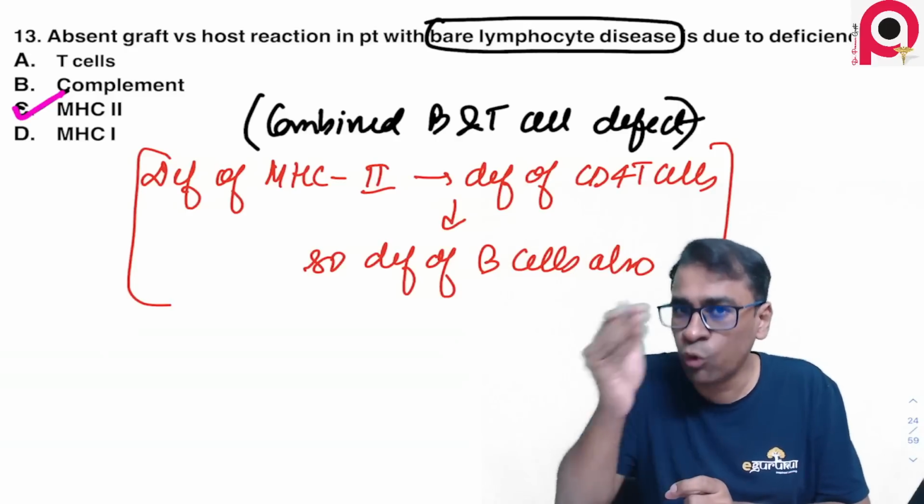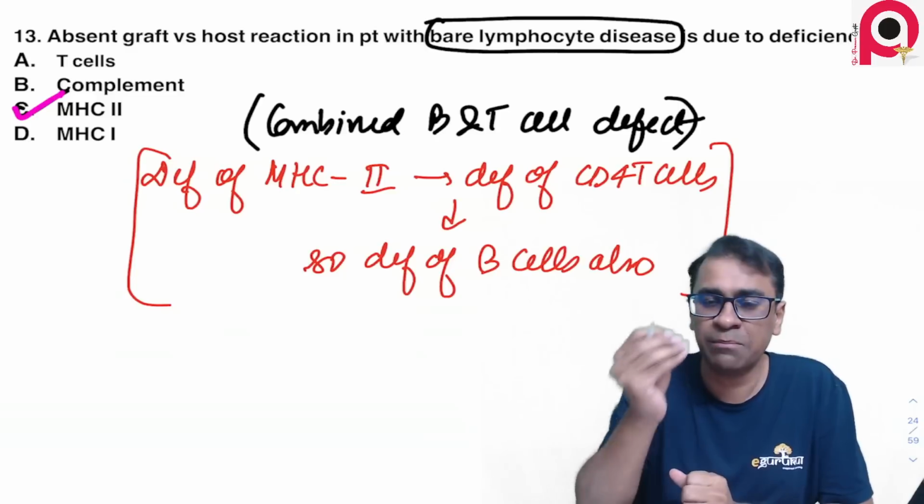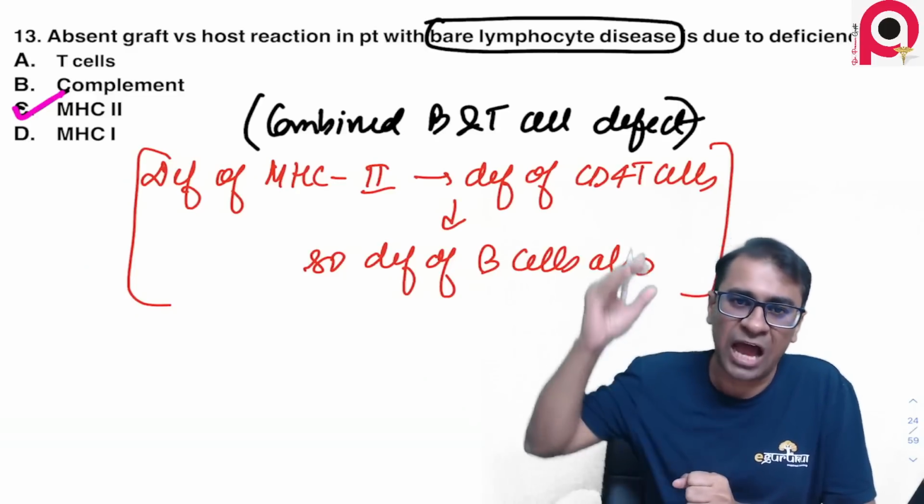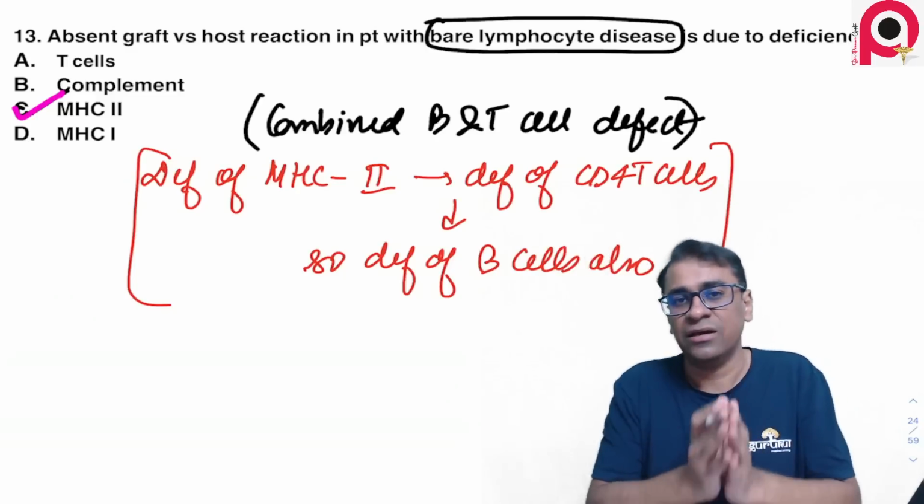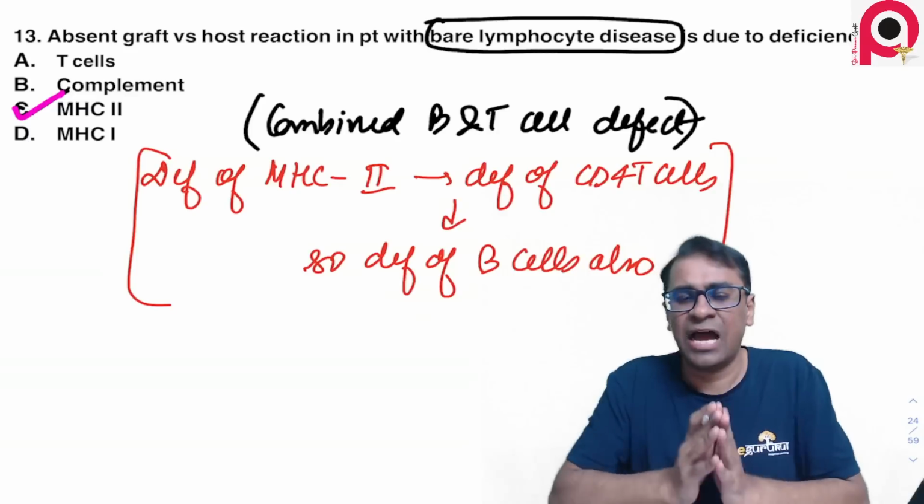Type 2 is more common than type 1. It's called major bare lymphocyte syndrome. Here type 2 is absence of MHC class 2, and type 1 is the rare type. It's absence of MHC class 1.